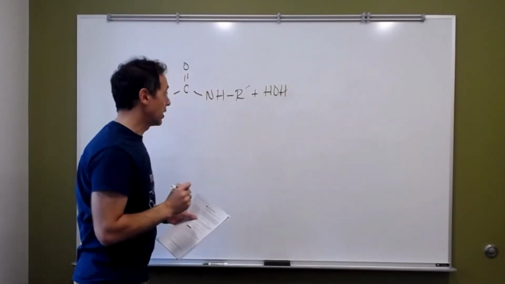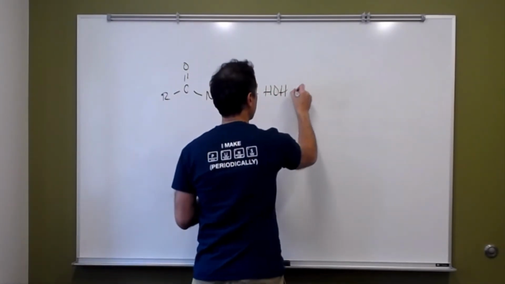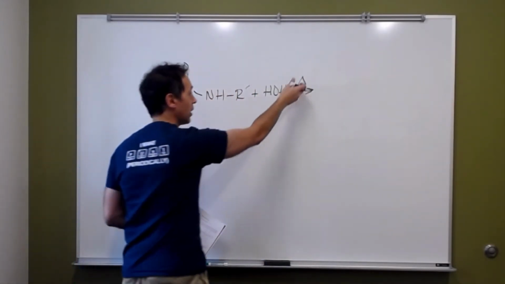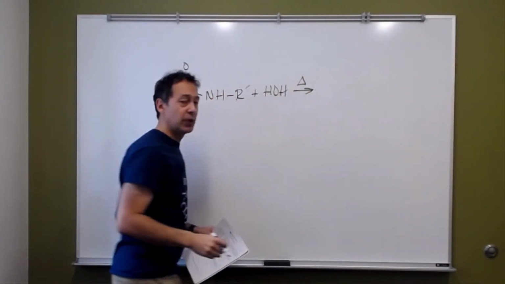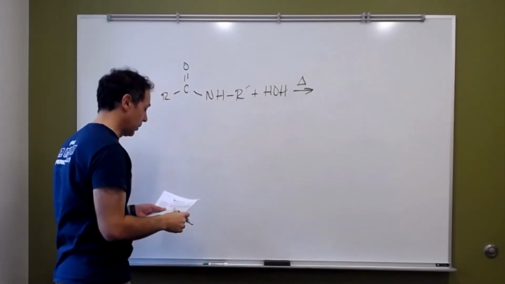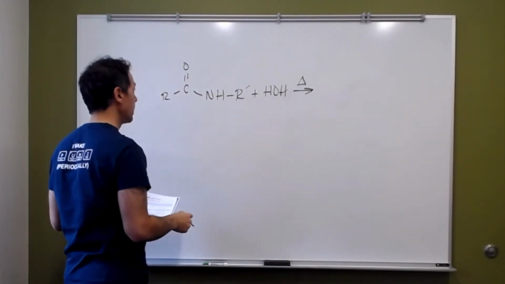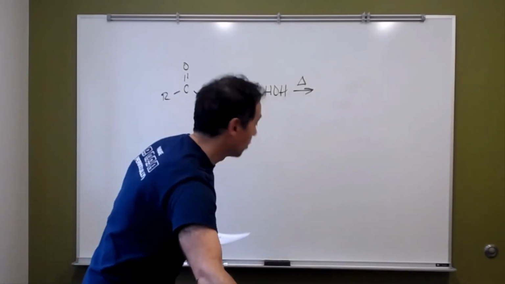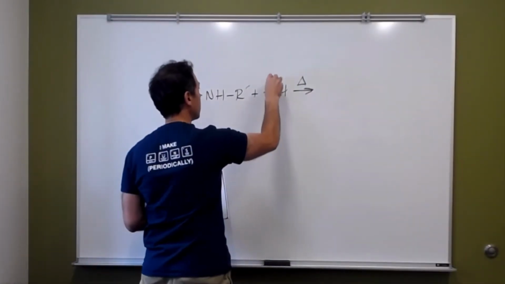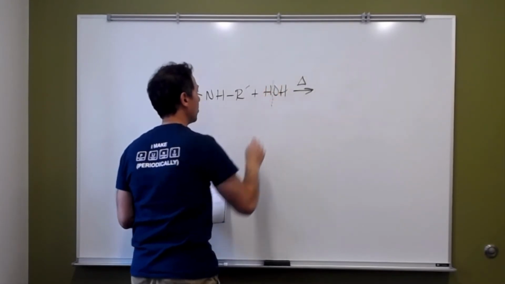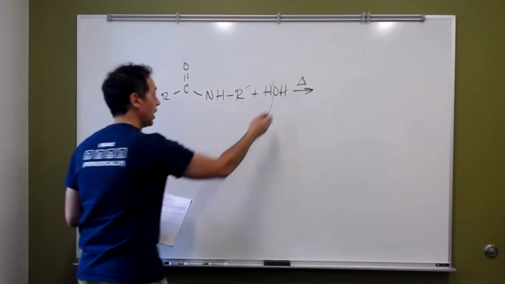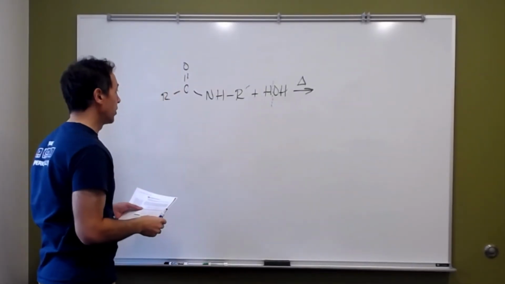Like that, reacting it with water. And to make this happen, I'd have to add some heat to it. This triangle above the arrow just means heat. Okay, so when I do this, I'm going to break my water molecule apart, and the hydrogen's going to go one place, and the hydroxyl group will go someplace else.